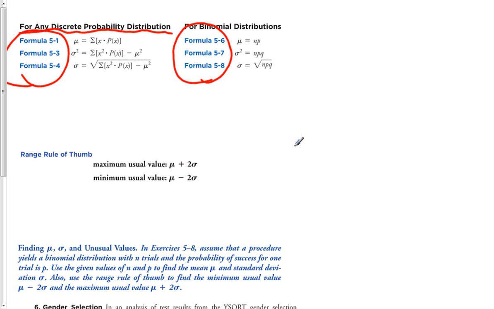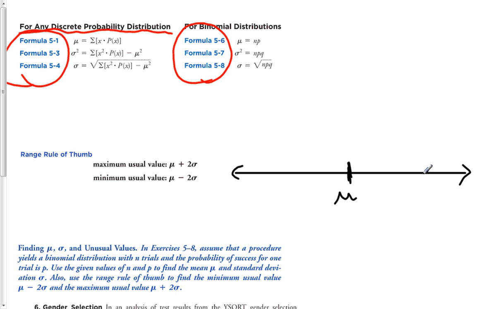Now I wanted to draw your attention to the range rule of thumb here. The range rule of thumb basically says this. If we have our number line here with our mean set up in the middle, so we'll have this number line, and the mean will be in the middle here, mu.